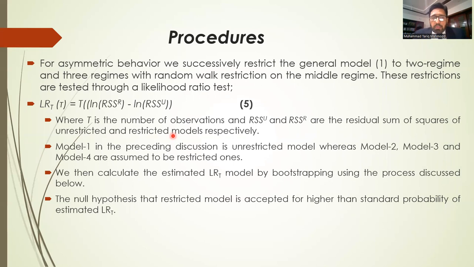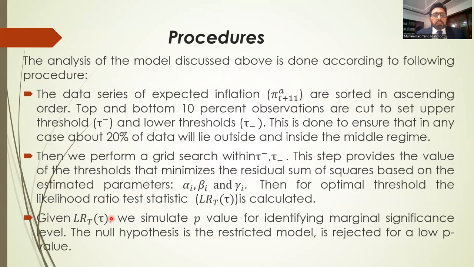So in this log likelihood ratio test, or the likelihood ratio test, we have the null hypothesis that the restricted model is accepted for a higher than standard probability of the estimated LRT. So if we have a higher probability value of this LRT, we would have our null hypothesis accepted, that is, the restricted model, or the model with the restriction, is accepted over the model without restriction. So model one is the complete model, and models two, three, and four are all named to be restricted models in this case.